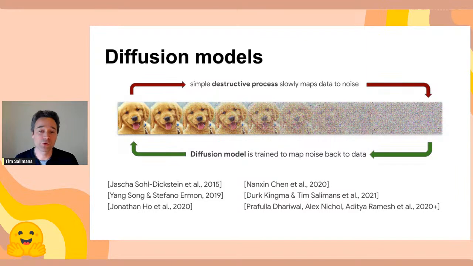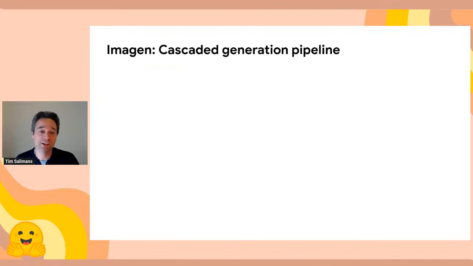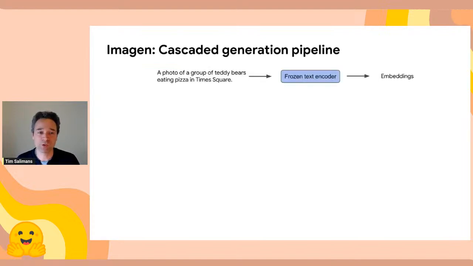So at the base is the diffusion model that we all know and love. It turns pure noise into an image, but we compose it in a pipeline. So the first stage of the pipeline, we take the text prompt, we embed it into a vector space using a frozen language model, so it's not trained. We get out a set of embeddings.